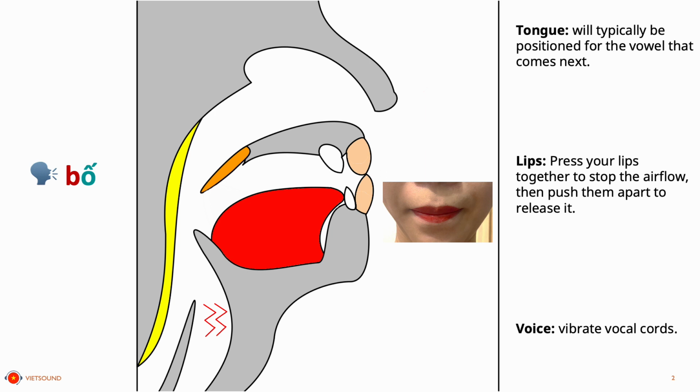First, let's talk about your tongue. Your tongue will typically be positioned for the vowel that comes next. Now let's talk about your lips. Press the lips together to stop the airflow, then push them apart to release it. And the last thing you have to remember about the B sound is that it is a voiced sound. So you have to add voice by vibrating your vocal cords like B, B, B, bố.